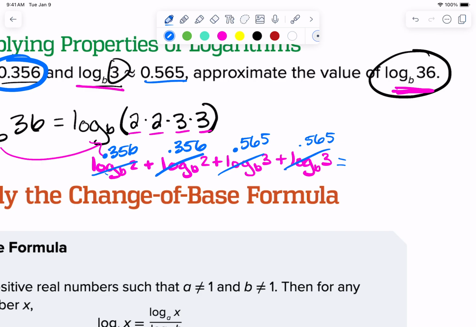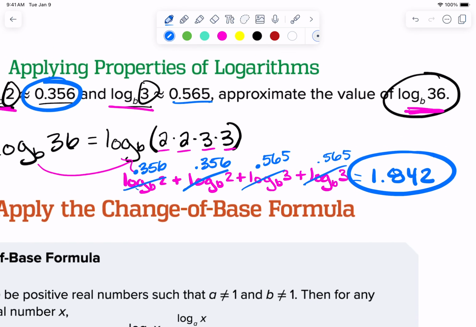Is it gonna be 2? Give me around 2. It's going to be around 2-ish. Wait, are we solving for b? No. We're just trying to find what the value of that is. 1.842. Good. 1.842. Do you see how we did that?